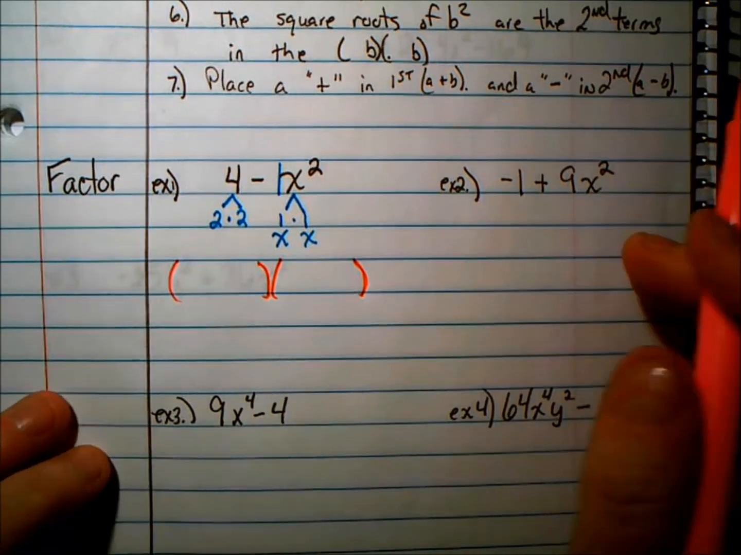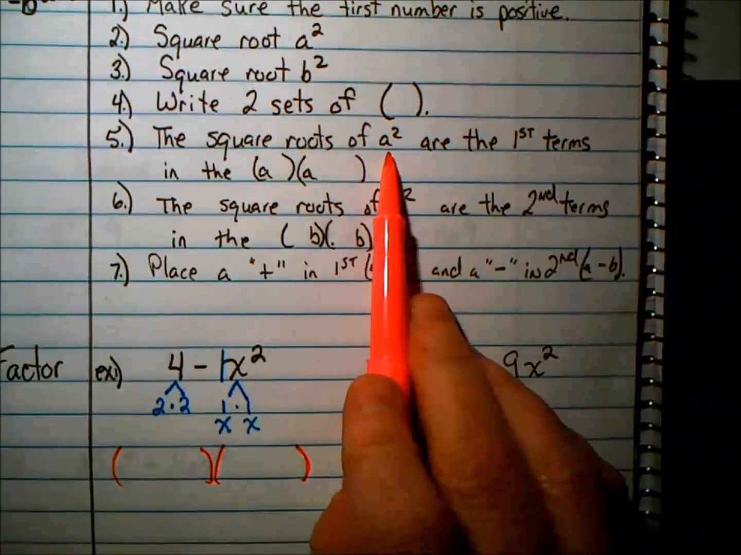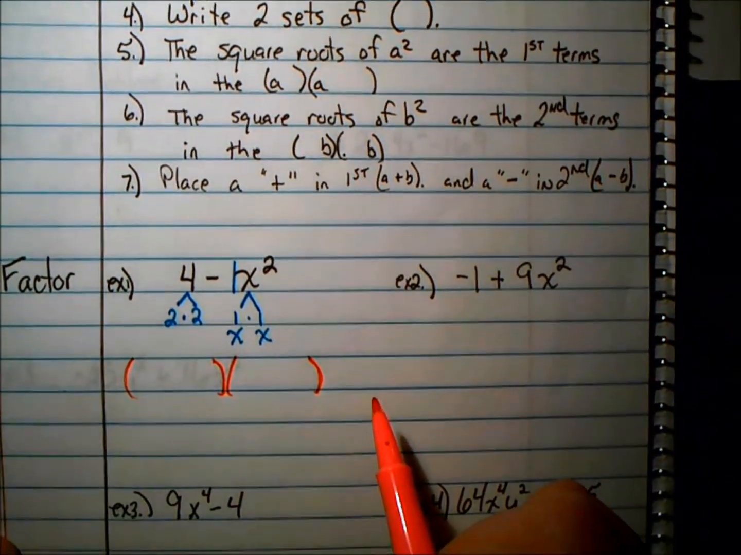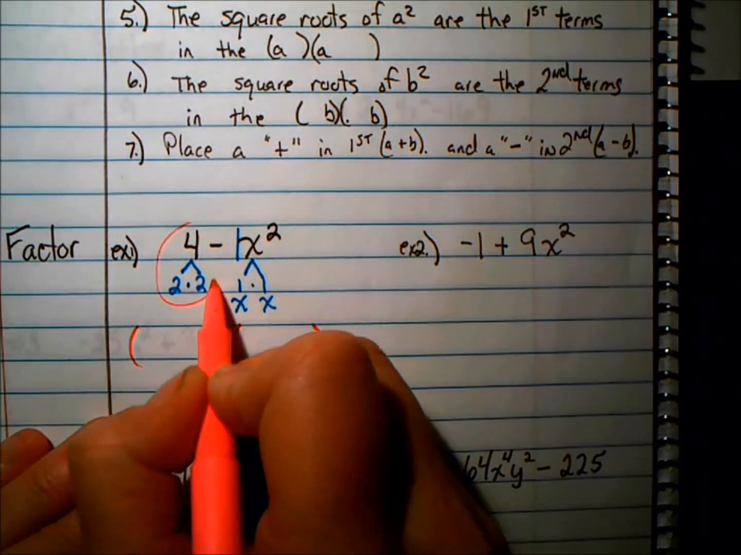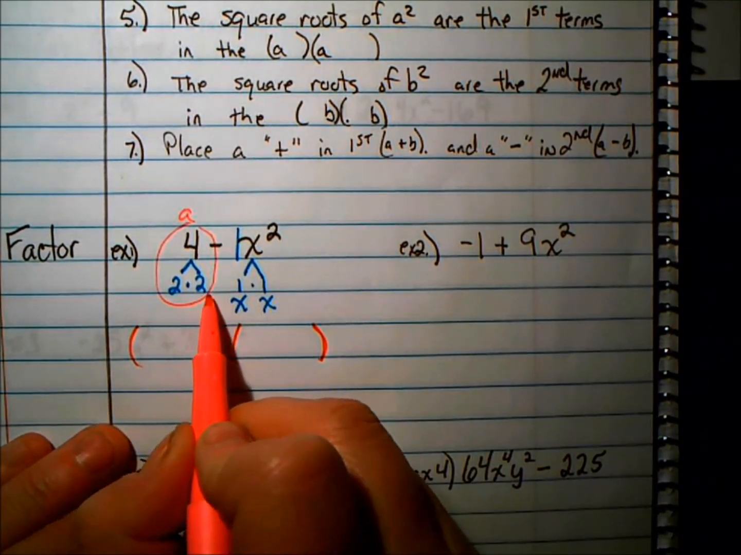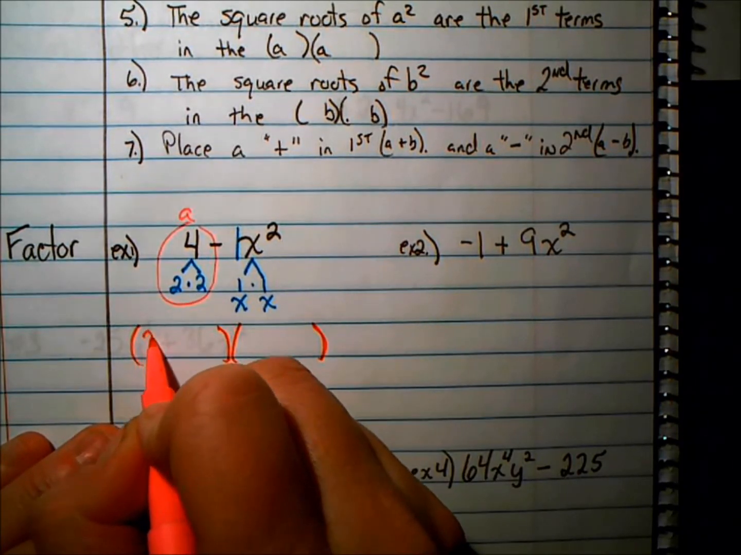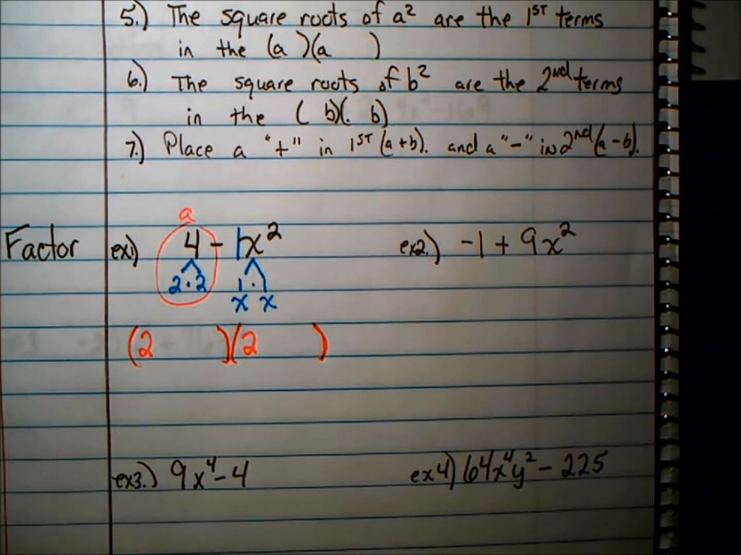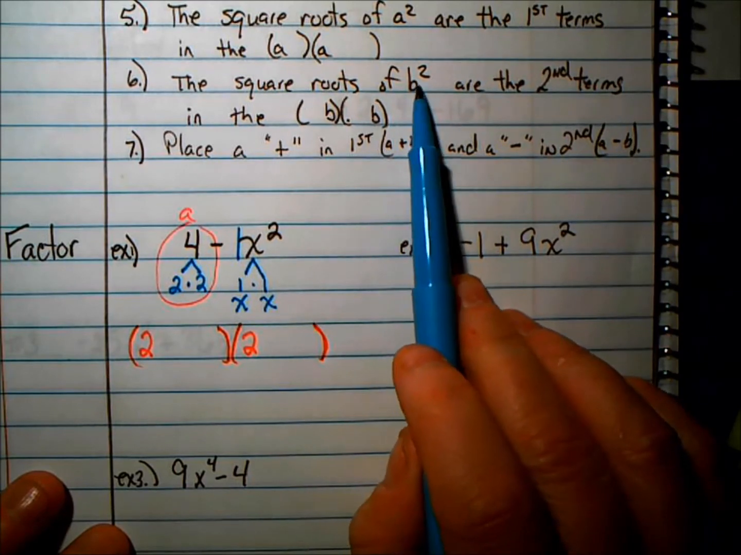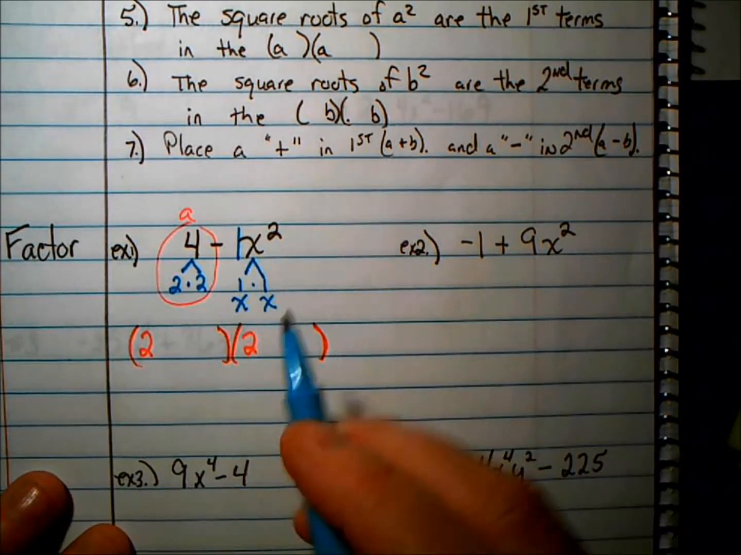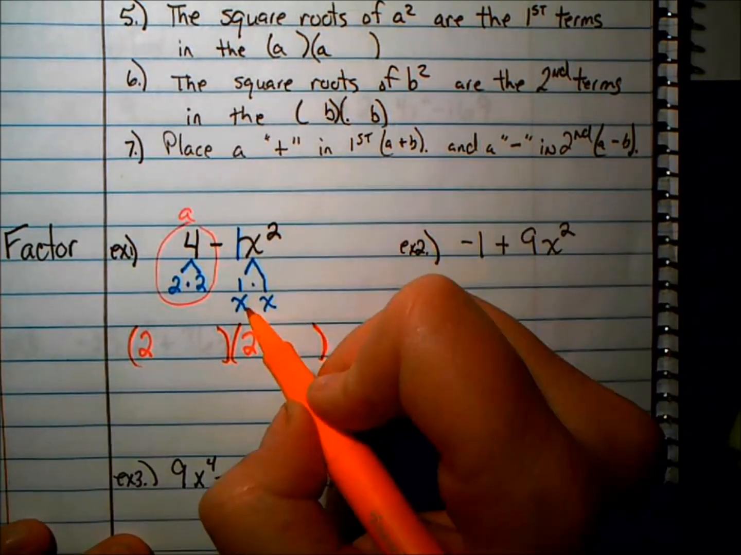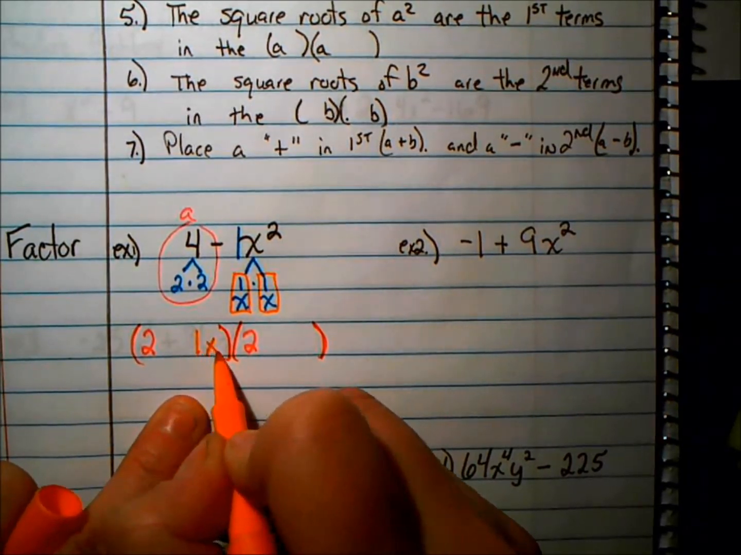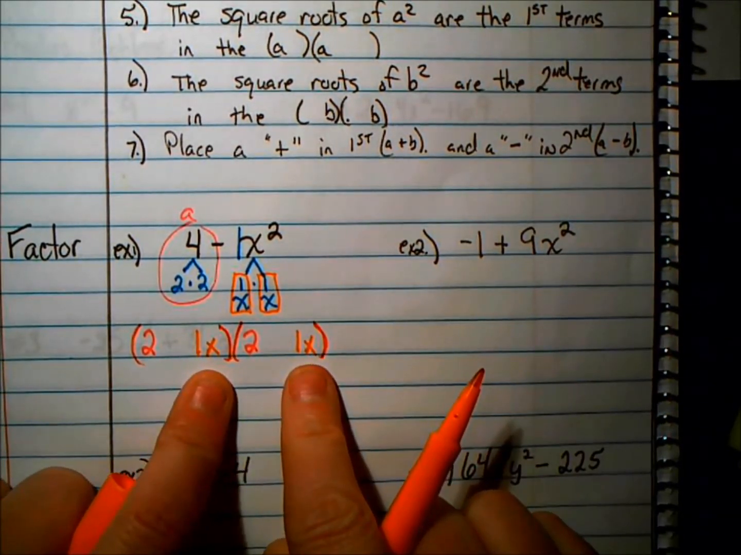Now, I'm going to take the square root of the a squared, which is the first term, and I'm going to place it in the first position of my parentheses. So here's my a term. This all represents the a. The numbers, the square roots, were 2, so I'm going to place a 2 in the first location of each one of my problems. 6 says I want the b squared to be the second term. Well, I have 2 parts to it because I stretched it out here. I have a 1x as well as a 1x in both of my terms. Notice that they're identical.